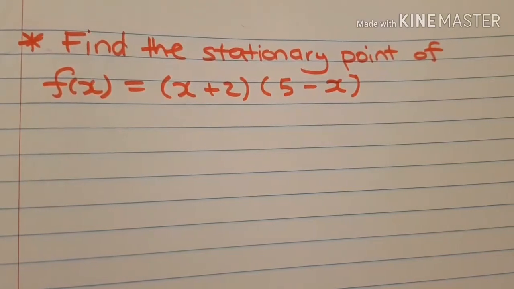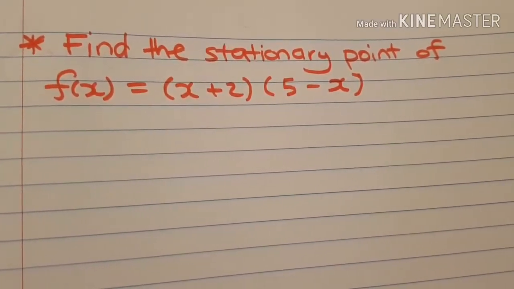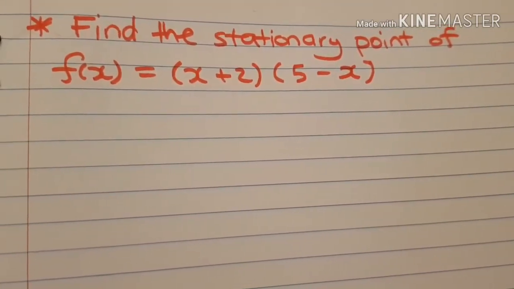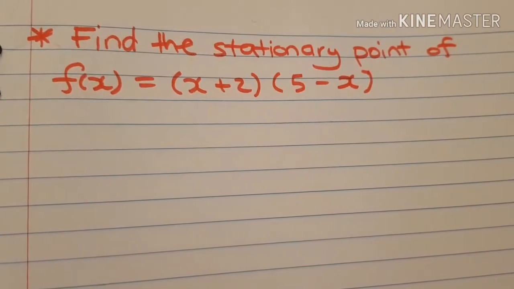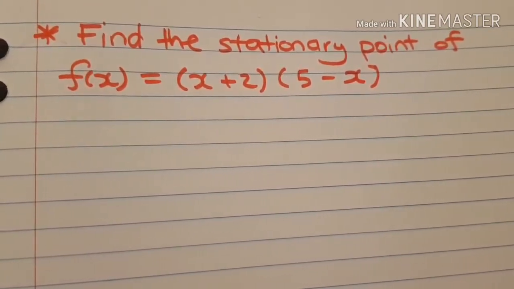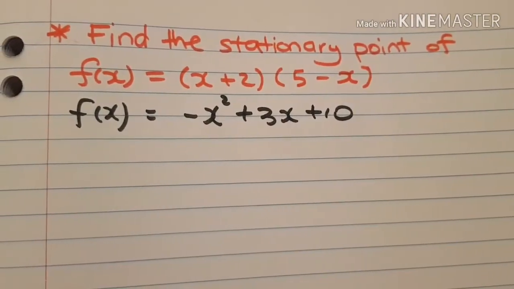Right, let's have a go at doing this question now. It says find the stationary point of the function below. Can you differentiate this straight away? No, so what do you need to do? I need to expand the bracket and simplify. Yep, okay.